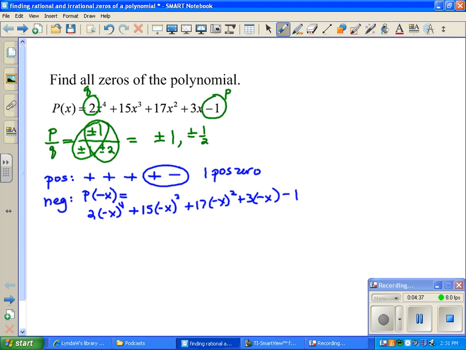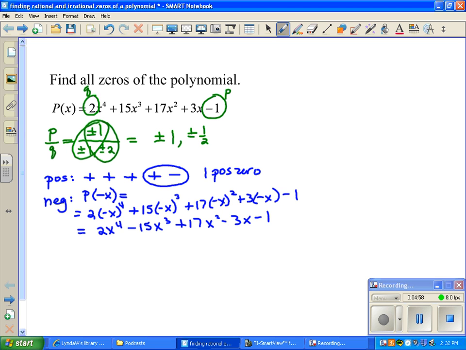Now, if we simplify this expression, we remember that anything to an even power, the negative will square out or become positive again. And so I'll end up with 2x to the 4th. With an odd power, it won't though. I'll pull that negative to the front, plus 17x squared minus 3x minus 1.